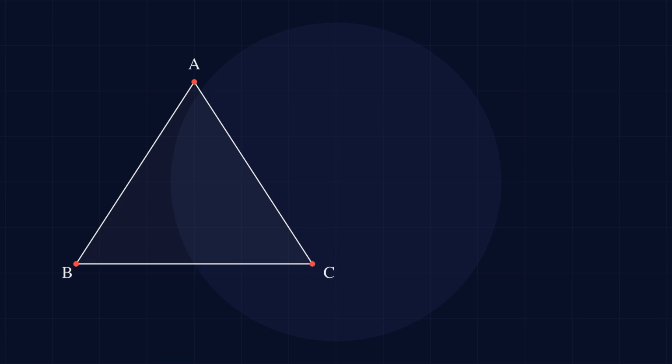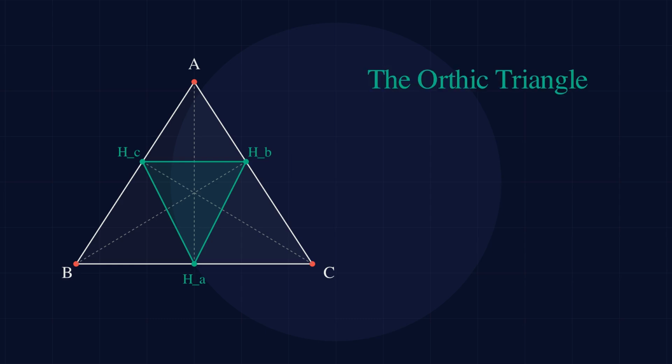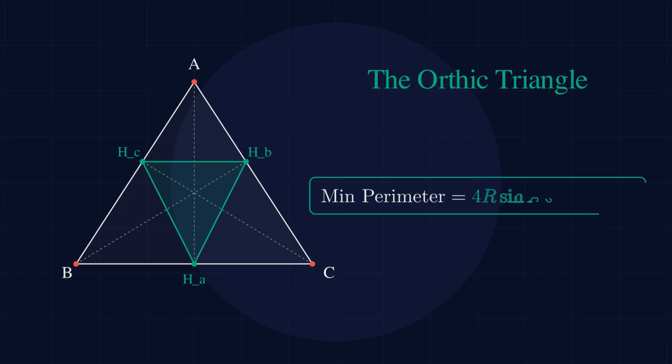P is the foot of the altitude from A, Q from B, R from C. The minimum inscribed triangle is the orthic triangle, formed by all three altitude feet. Its perimeter works out to 4R sine A sine B sine C, where R is the circumradius. That is the answer. And here is the physicist's view.